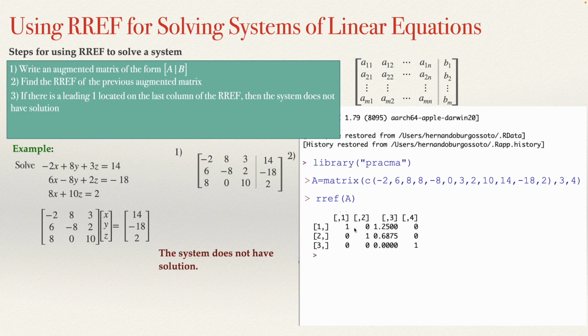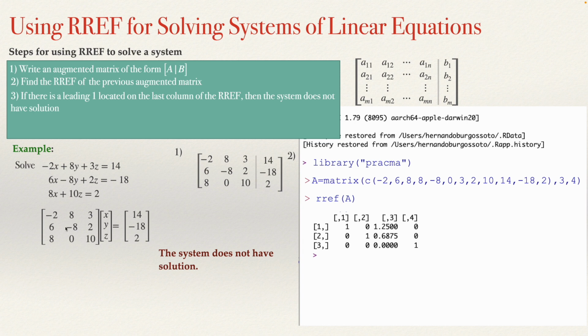You see here that there is 1, 1, 2, and 3 leading ones, but this leading one is in the last column. Always the first nonzero element in the row will be a 1 in a reduced row echelon form in R. And this one appears here in the last column. So this means that the system doesn't have a solution. Your answer must be the system does not have a solution.